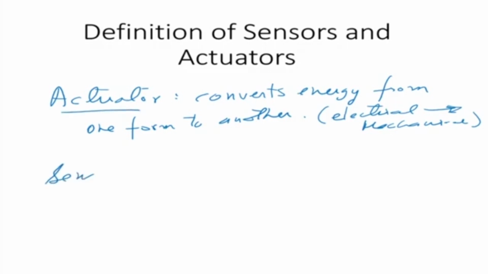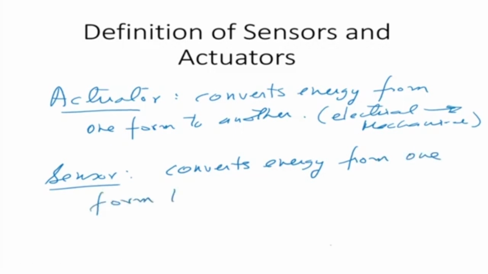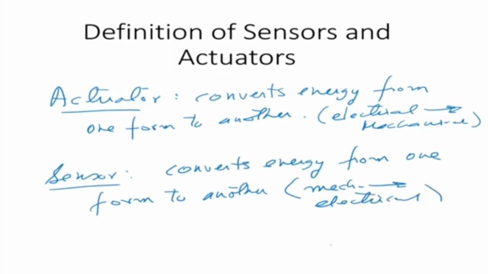What is a sensor? A sensor essentially also converts energy from one form to another. Now in case of robotics, what is the energy conversion? It is mechanical to electrical. Now this gives us the very basic definition of sensors and actuators.